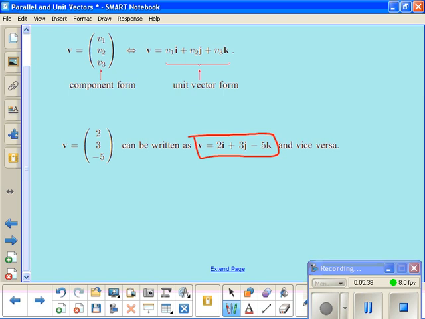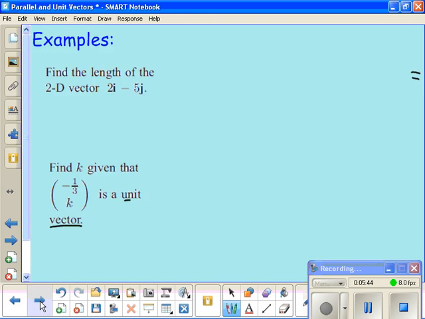You can just write them in, type them into problems. And you're going to see that on the exams as well. All right, so here, find the length of vector 2i minus 5j. Find the length of the vector. All you're going to do is find the magnitude, the length of it.